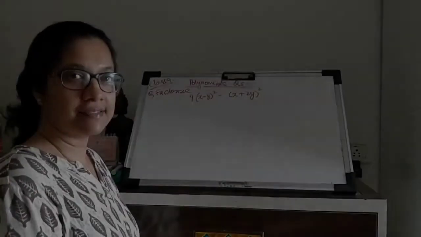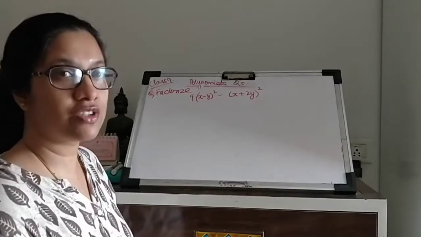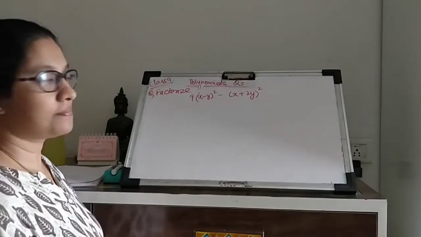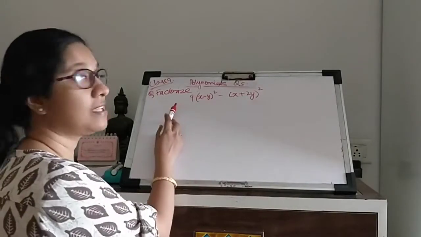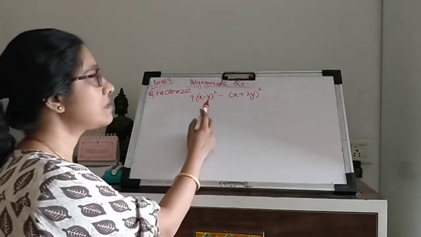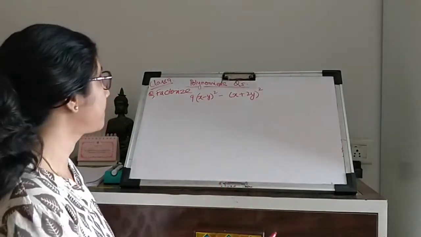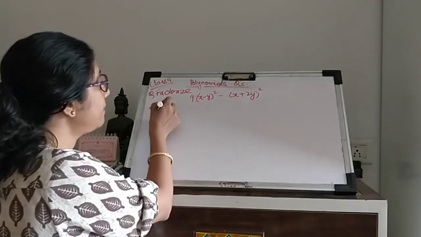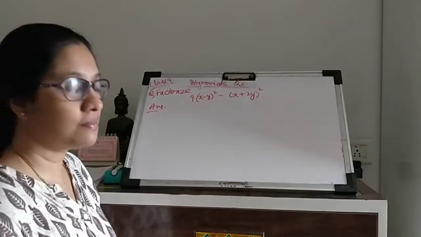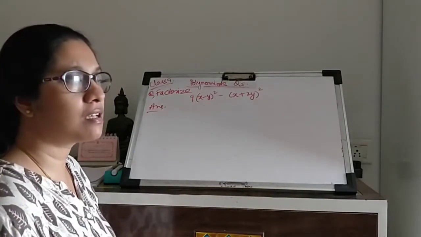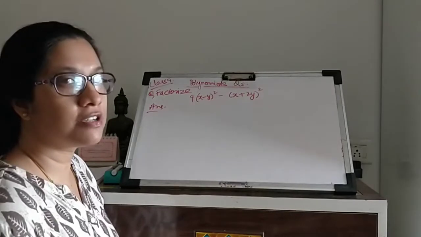So, welcome back. We start with another question of factorization. This time we are given (3x minus y) whole square minus (x plus 2y) whole square. Every time we think of factorization, we must always start looking for easier ways.